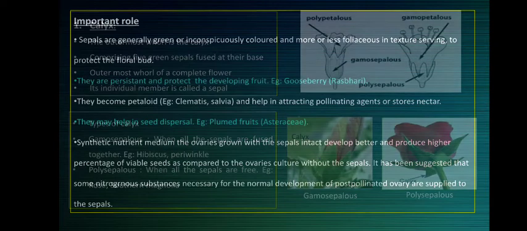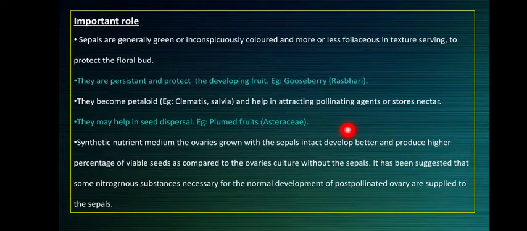In polysepalous, all the sepals are free. Example: roses. Important role of sepals: they are generally green or inconspicuously colored or more or less foliaceous in texture, serving to protect the floral bud. The calyx sometimes becomes persistent and protects the developing fruit. Example: in the gooseberry. The calyx becomes petaloid in clematis or a salvia flower, and it also helps in attracting pollinating agents and stores the nectar. Sometimes it helps in seed dispersal in plumed fruits of the asteraceous family.